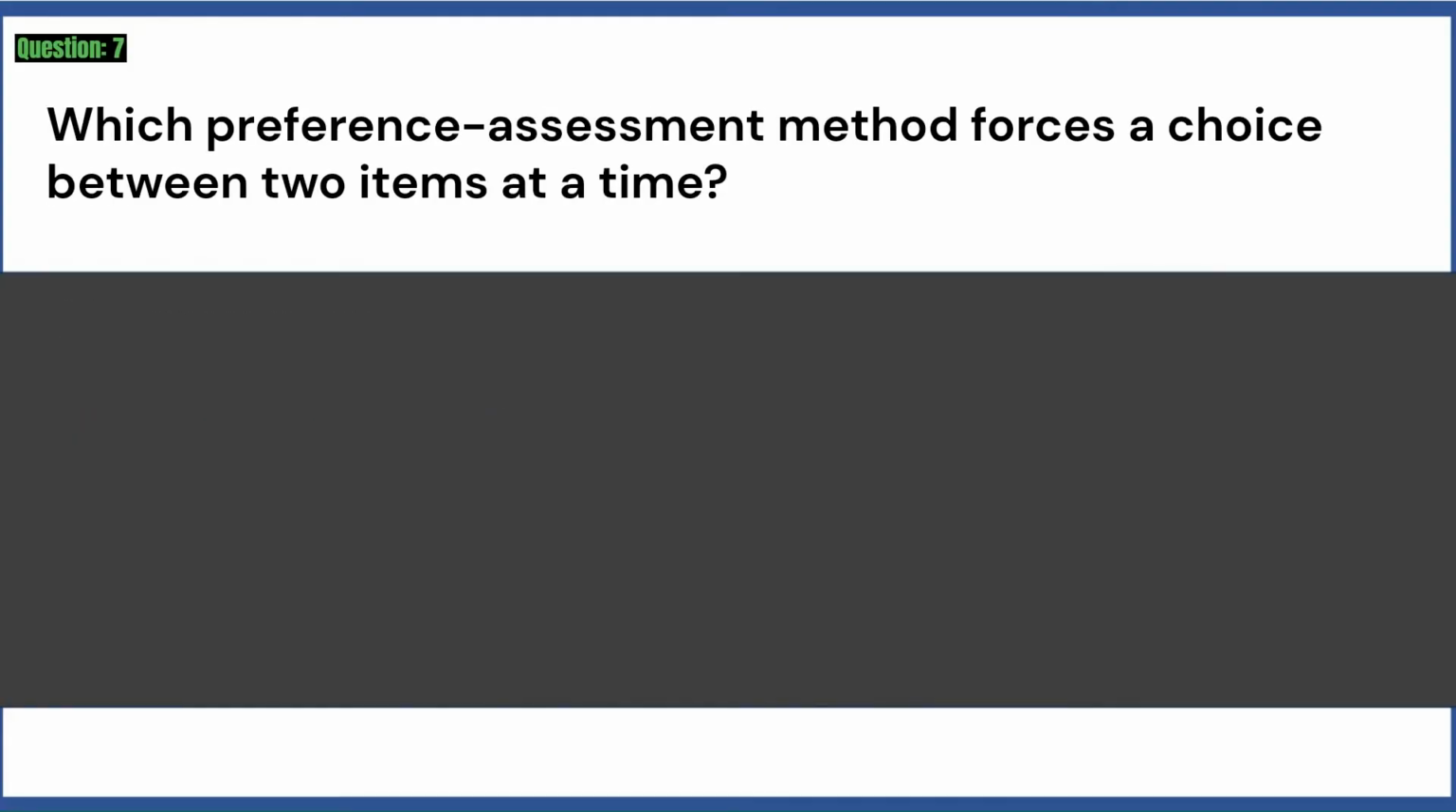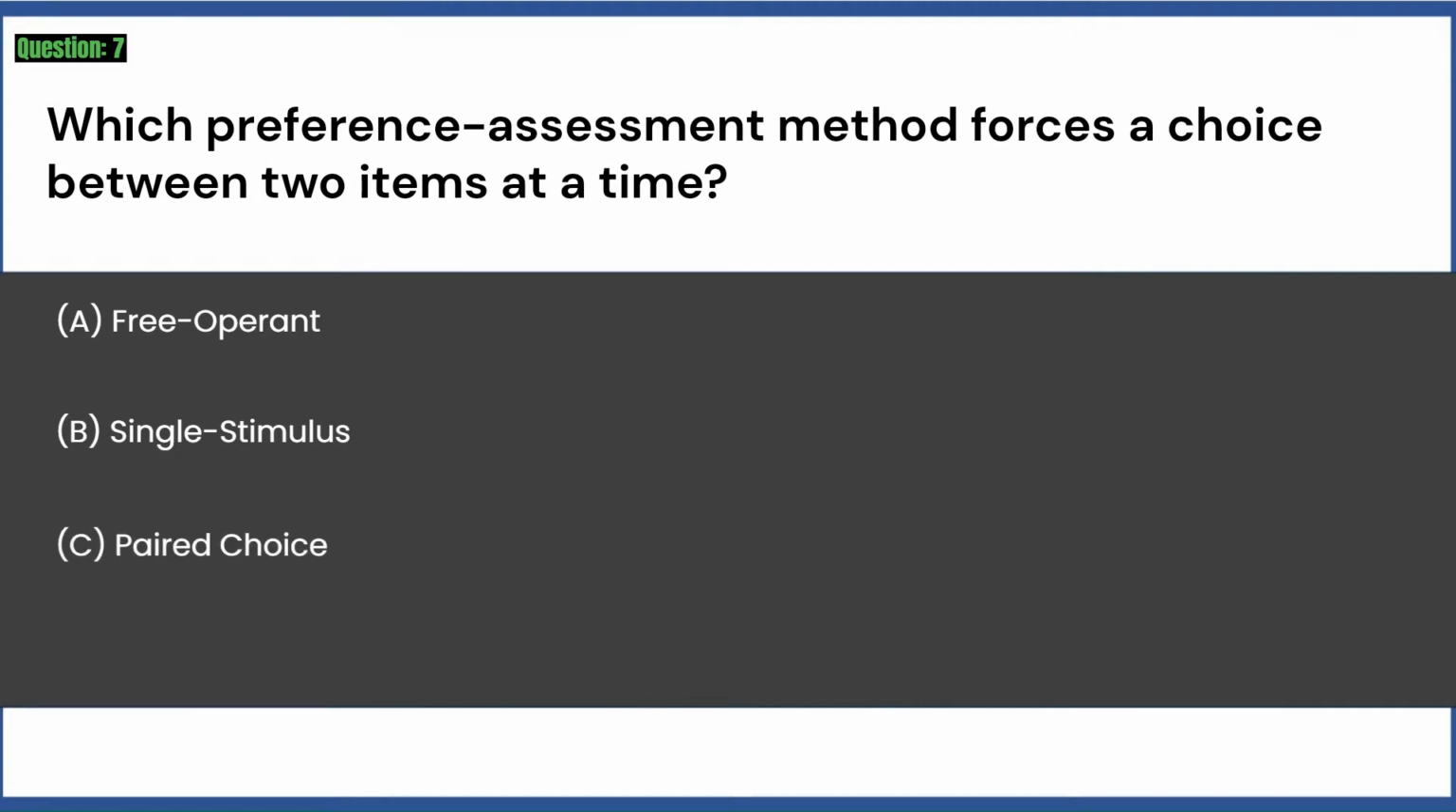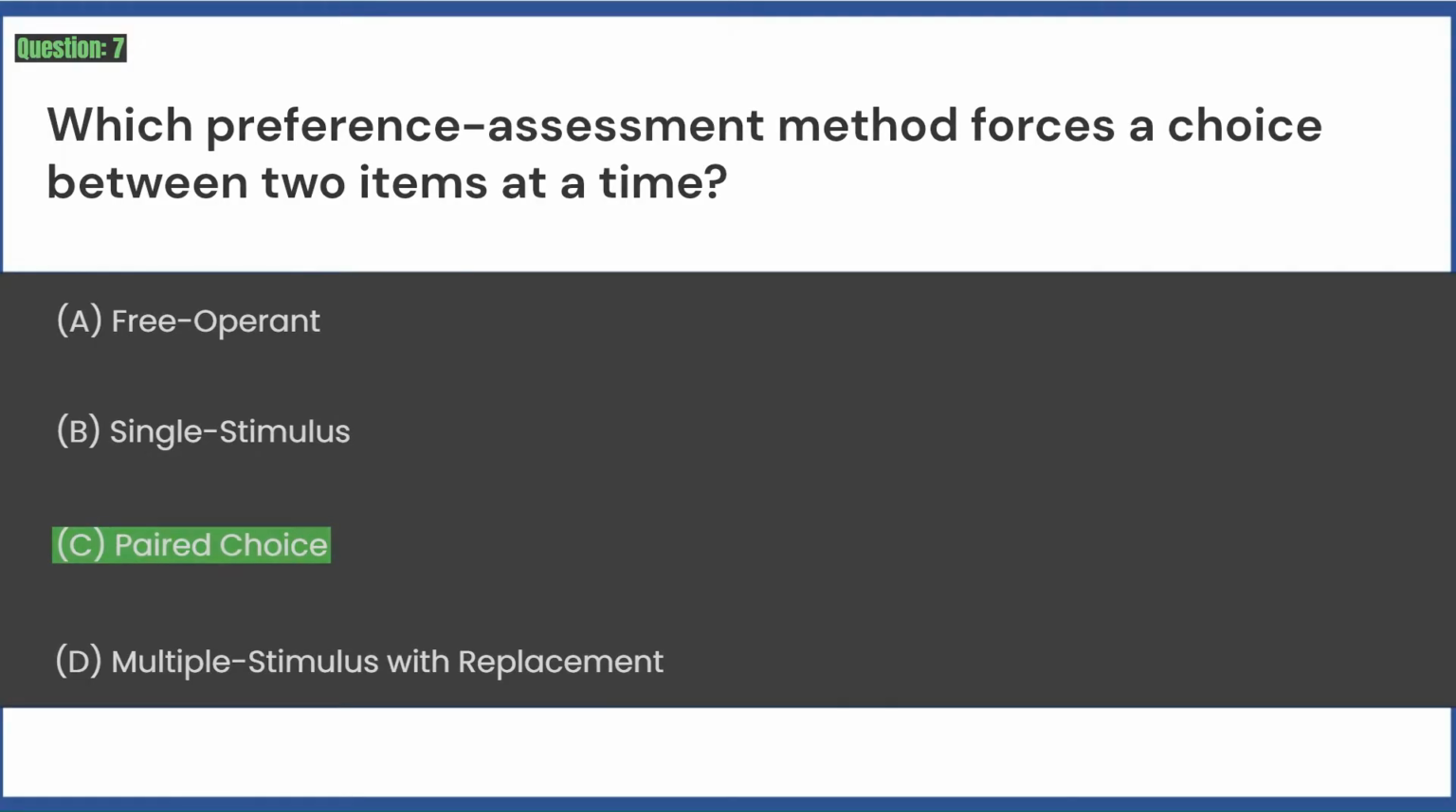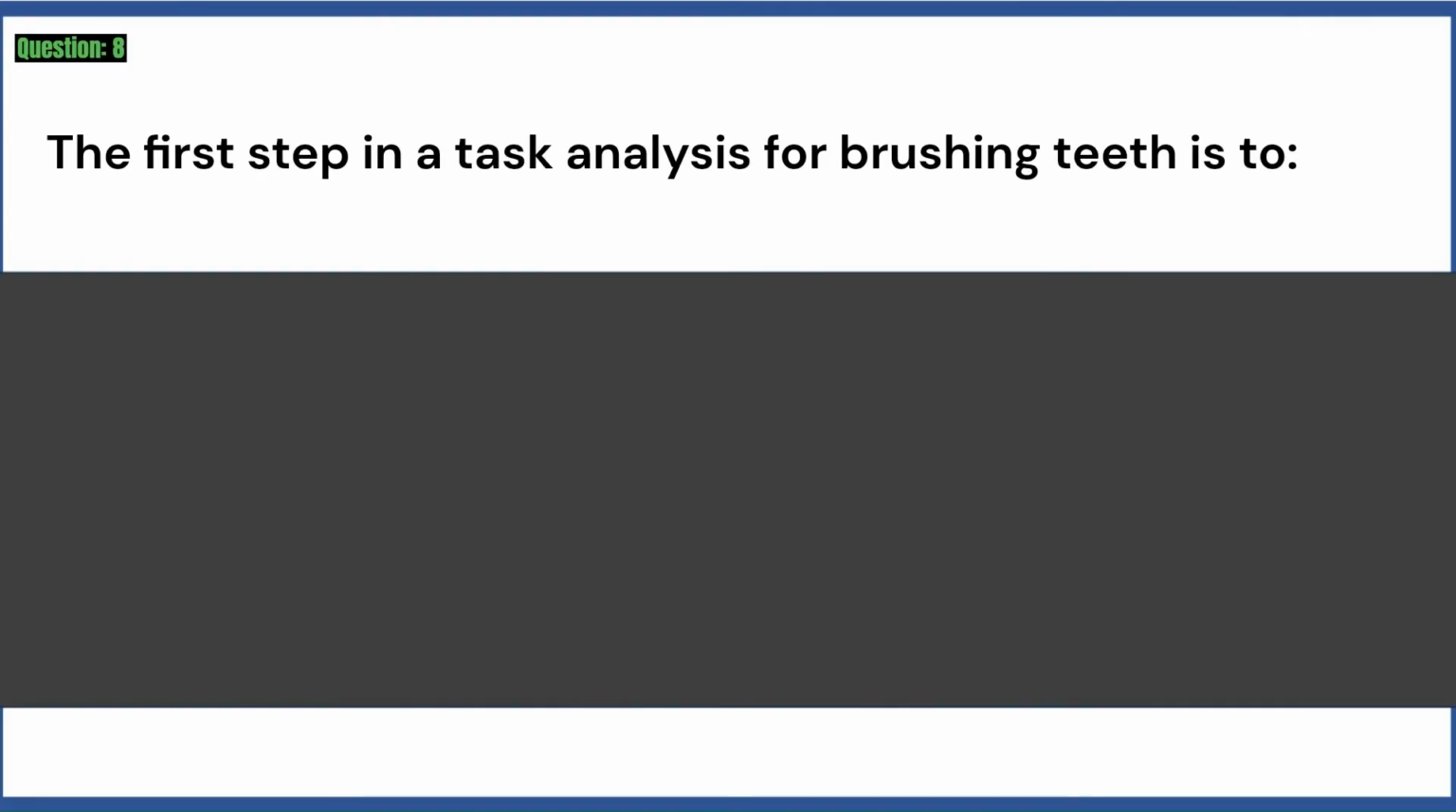Which preference assessment method forces a choice between 2 items at a time? A. Free operant. B. Single stimulus. C. Paired choice. D. Multiple stimulus with replacement. Answer: C. Paired choice.